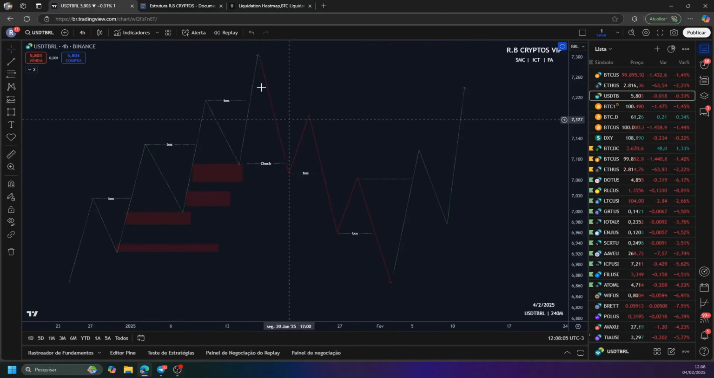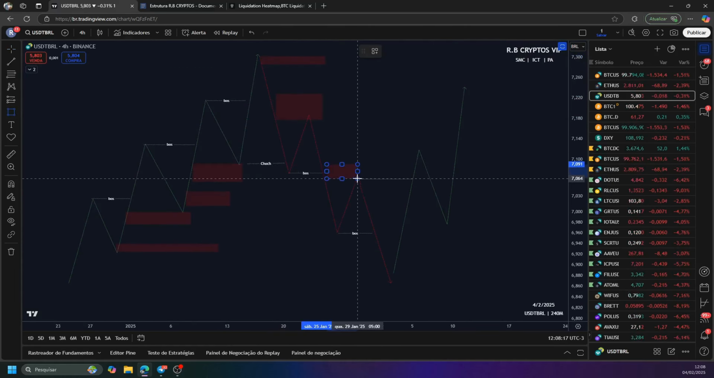The market broke, creating a shock, and did the same thing. Left an inefficiency or an order block. Then the market tends to fill that area and continue. Here it's the same thing, tends to fill the area and continue.